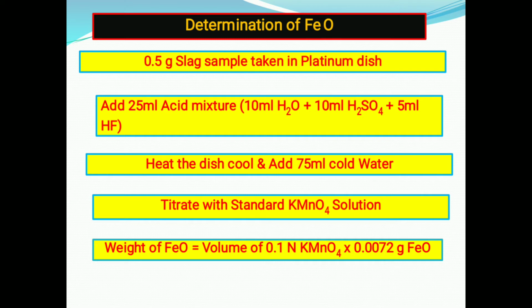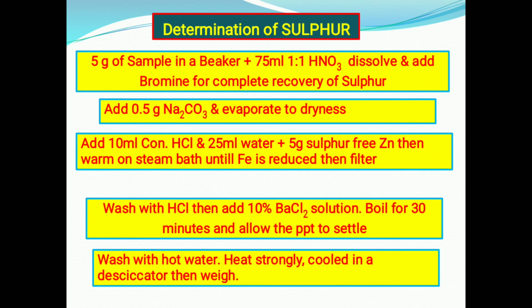So what should you do for the determination of FeO? Take 0.5 gram of slag sample in a platinum dish, add 25 ml acid mixture. It is a combination of water, H2SO4 and HF. Heat it, add 75 ml cold water, then just titrate it against standard KMnO4 solution until you get a pink color.